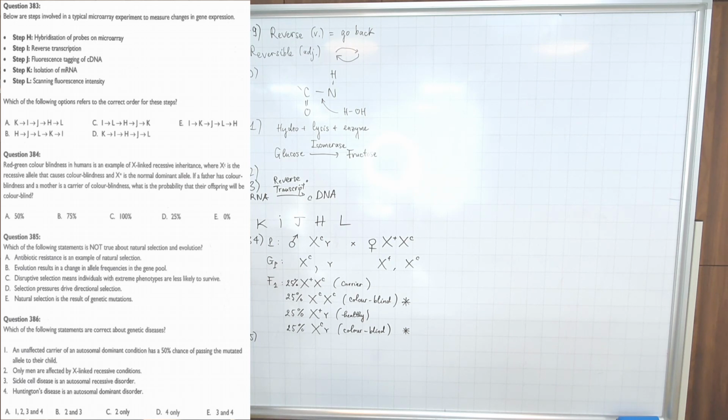Number B. Evolution results in a change in allele frequencies in the gene pool. Tiến hóa dẫn tới một sự thay đổi về tần suất xuất hiện của alleles trong quần thể gen. Yes, because why? Evolution happens. Whoever cannot evolve or have the trait that is not favorable to them, they will die out. Bất cứ ai không có gene tốt cho sự tiến hóa hoặc sự tồn tại của nó sẽ chết hết.